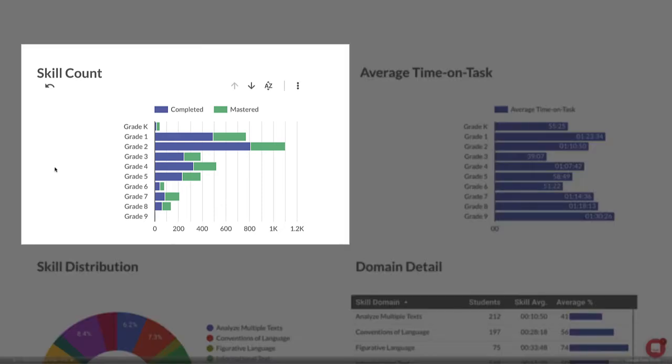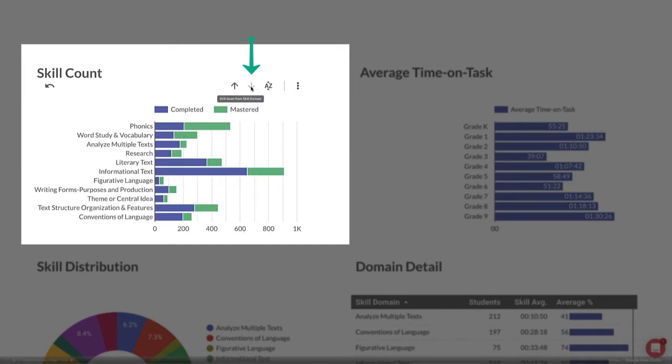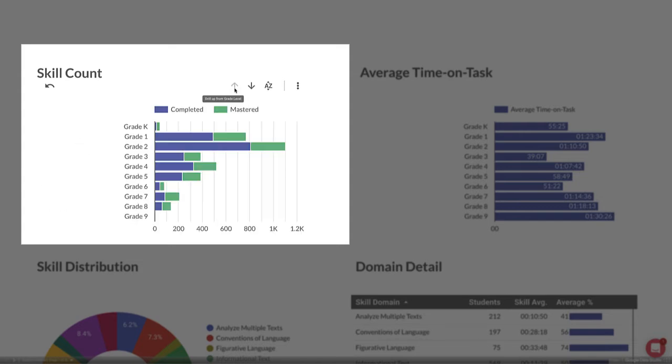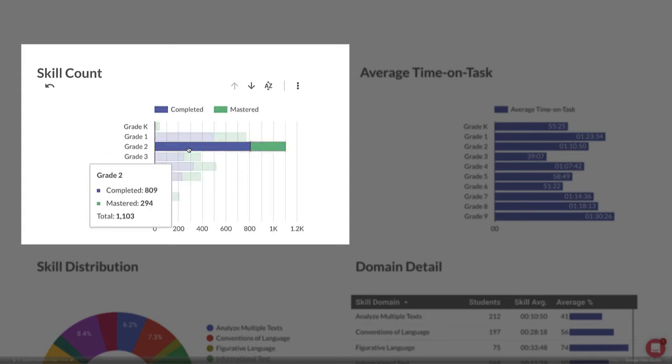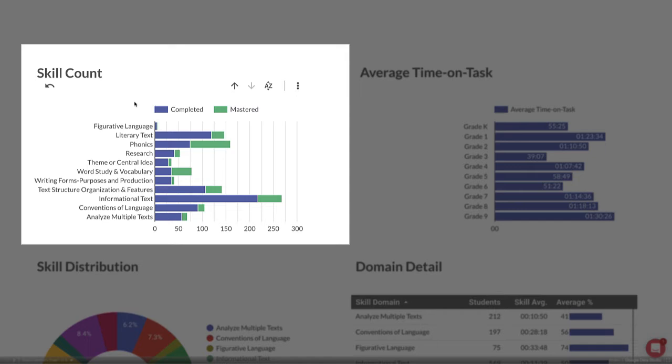Here you see the number of completed skills per grade level, as well as how many were mastered. Click the down arrow to see the domains that were included in those completed skills, the total number of skill units completed for each domain, as well as the amount mastered. Click on grade level and drill down to see the domains included in those completed skills for that grade level.